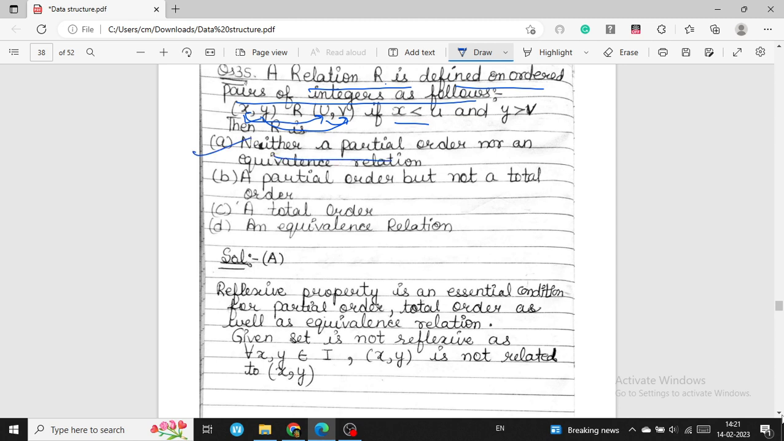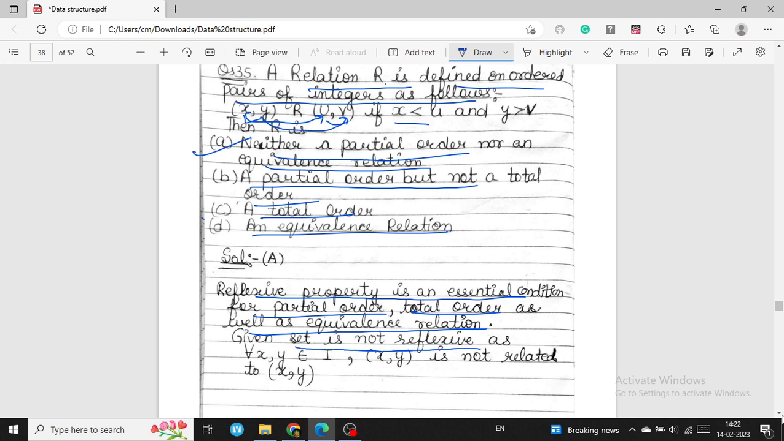Then R is neither a partial order nor an equivalence relation. How? The second option says a partial order but not a total order, and another says a total order and equivalence relation. But the answer is neither a partial order nor an equivalence relation, because the reflexive property is an essential condition for a partial order, a total order as well as an equivalence relation. That should be followed.